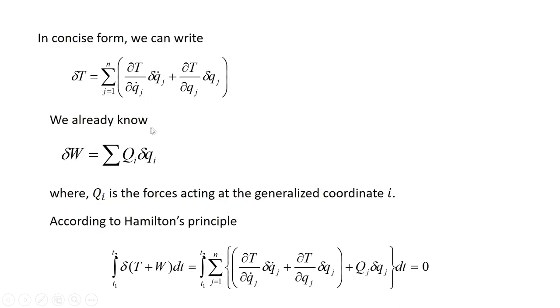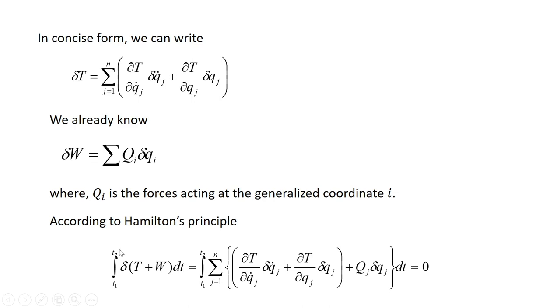Then we already know that δW, the variation of work done, equals Qi δqi. Qi is the generalized force in a particular coordinate i, and δqi is the variation of the generalized coordinate, a displacement along the generalized coordinate qi. So if Q1 is the force at coordinate 1, Q2 is the force at coordinate 2, and so on, with the corresponding generalized coordinates q1, q2, q3 etcetera, then we can write δW = Q1 δq1 + Q2 δq2, like that. This is written in summation form.